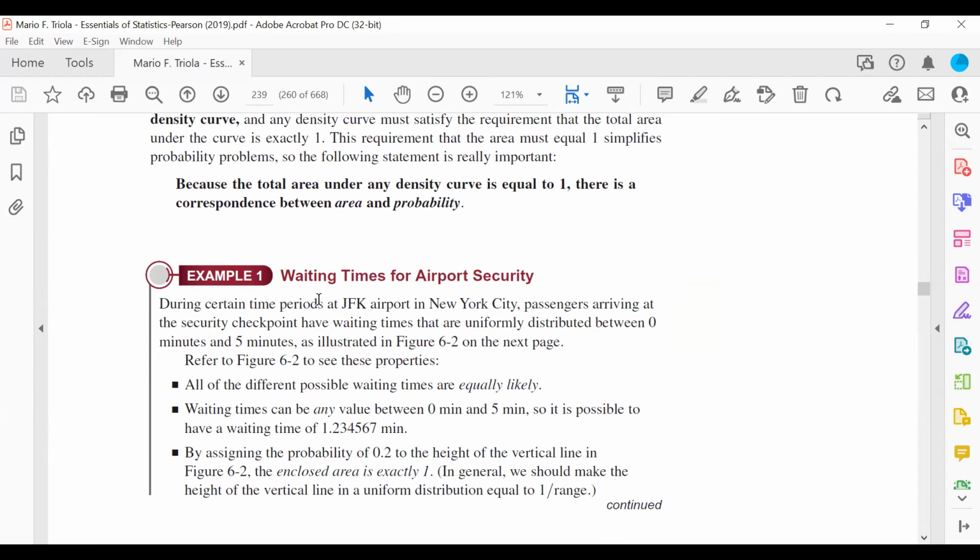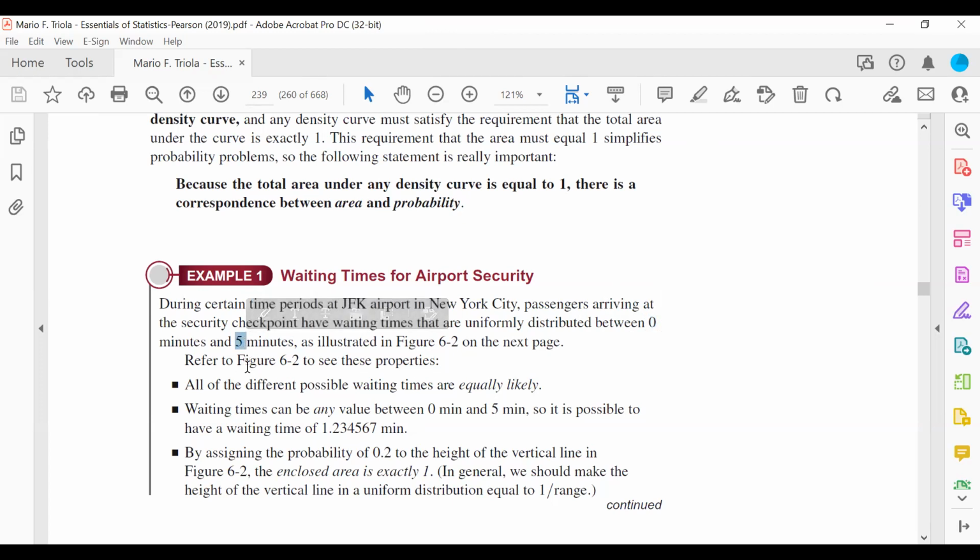Time and or intervals that are used in real life, that's a situation that requires the uniform. Anything dealing with time or intervals used, that's when you know uniform is the distribution that you use. So we know that the waiting times, people have to wait between 0 and 5 minutes. So there's your initial and there's your terminal.